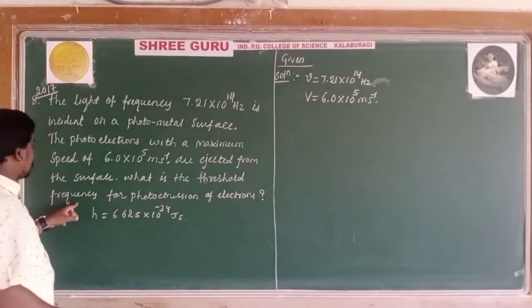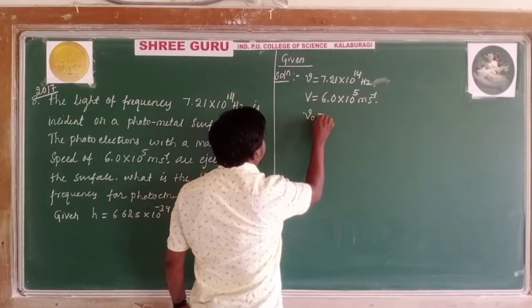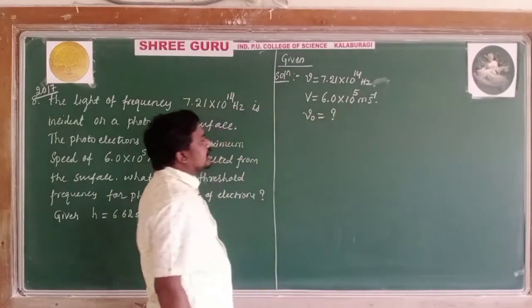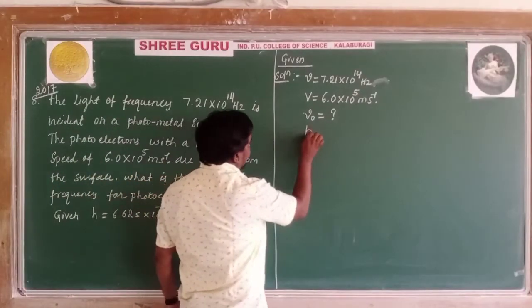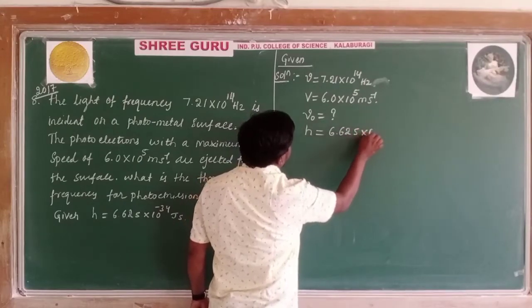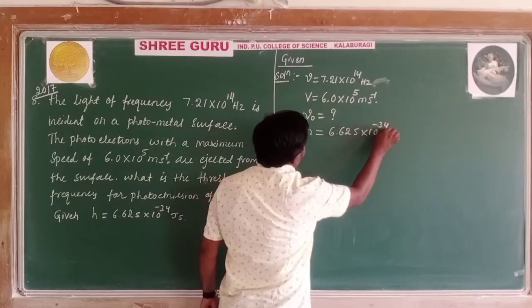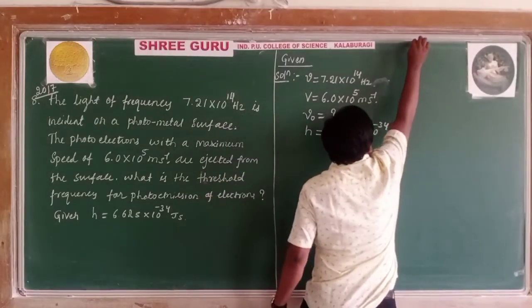What is the threshold frequency? We should find nu naught. Then again they mention h is equal to Planck's constant, that is 6.625 into 10 raised to minus 34 joule second. This is about the given values.